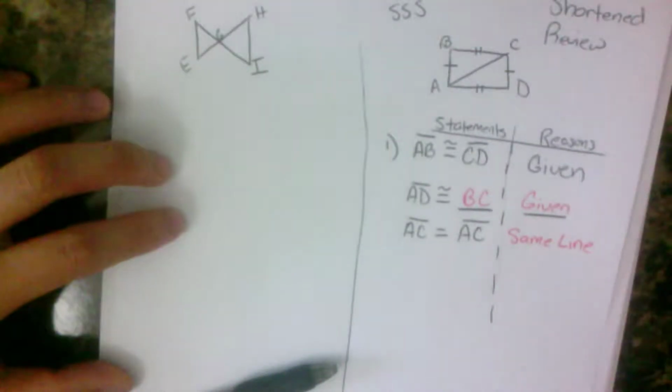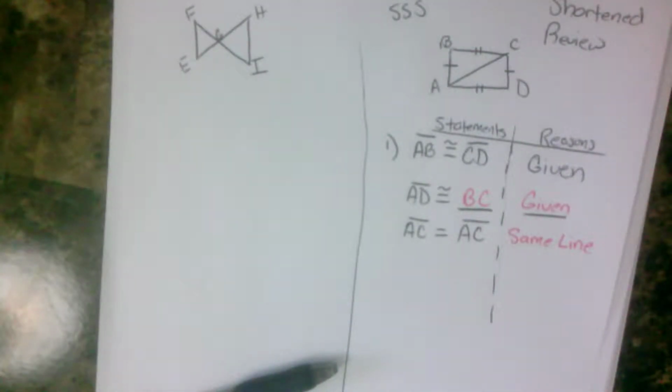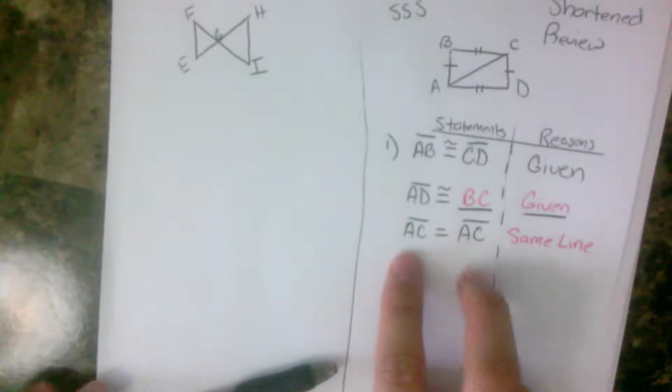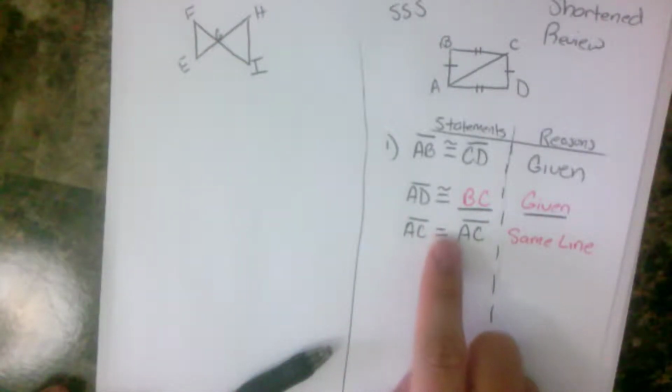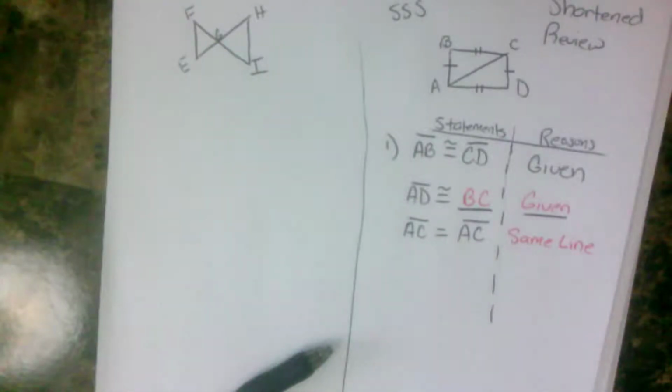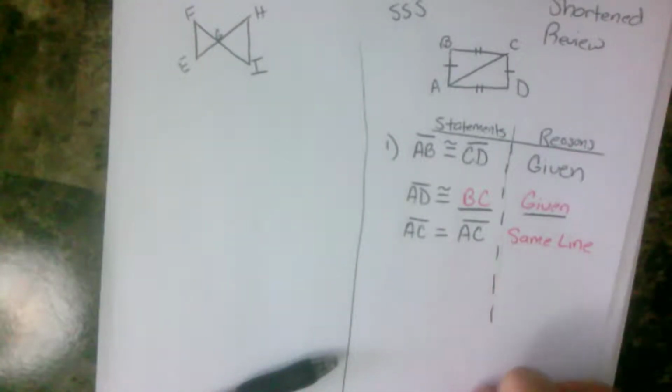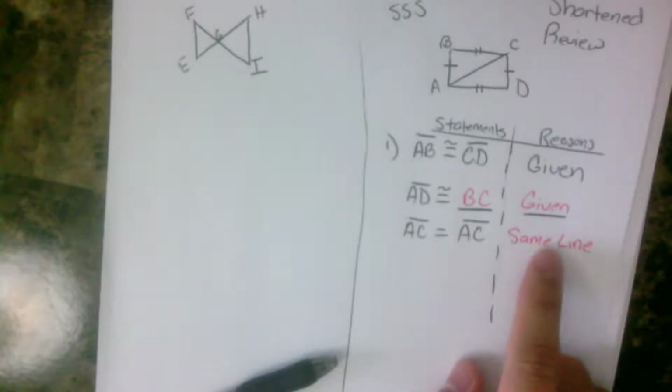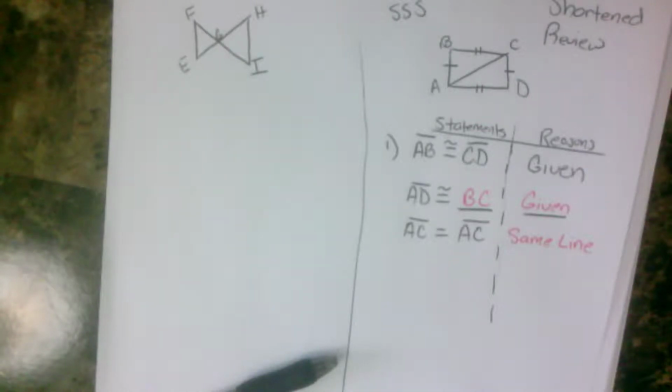Same line. There are lots of different ways to word reasons. You could have written this a little differently. If you wanted to use a congruent sign, you could have. I just used equals because it's the same line. So I will accept any of those answers. Same line. Same side would work here too, but this is typically what you want to put.